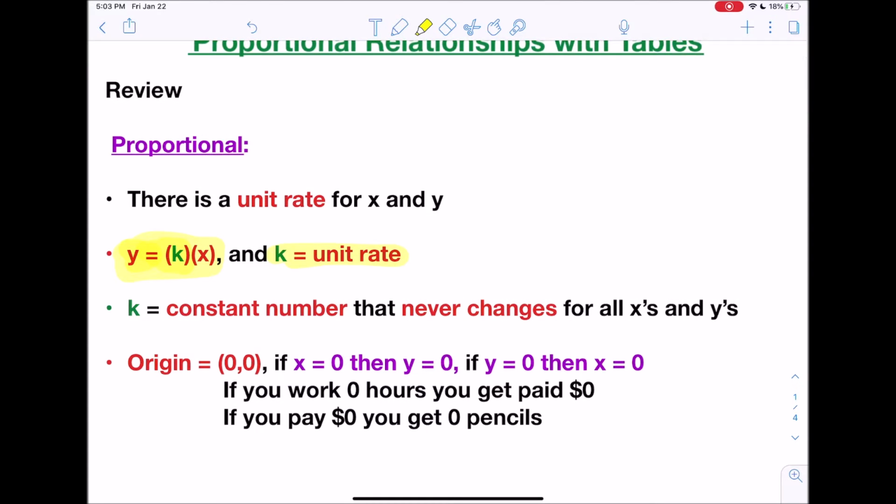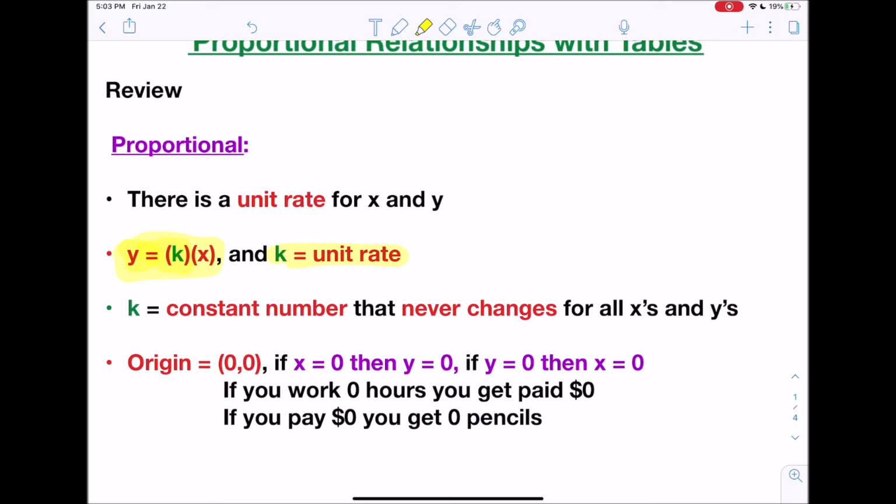And we also have to remember that the origin is at 0, 0, meaning if X is 0, then Y is 0, or if Y is 0, then X needs to be 0. And if you think about it, it makes sense that the origin has to be 0, 0, that X and Y together have to be 0 and 0, the starting point. And it makes sense because if you work 0 hours, and let's say the hours is X, you're going to get paid 0 money, which would be your Y.